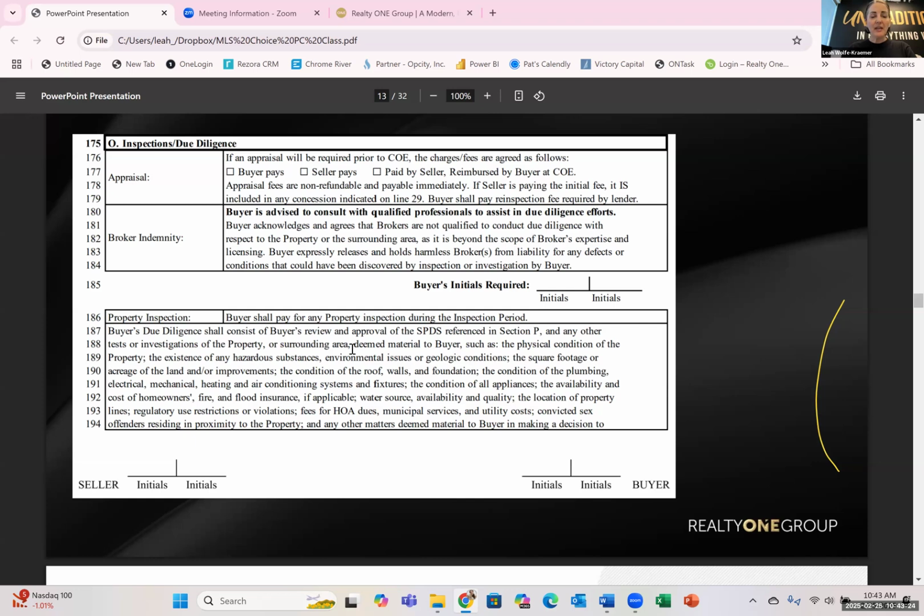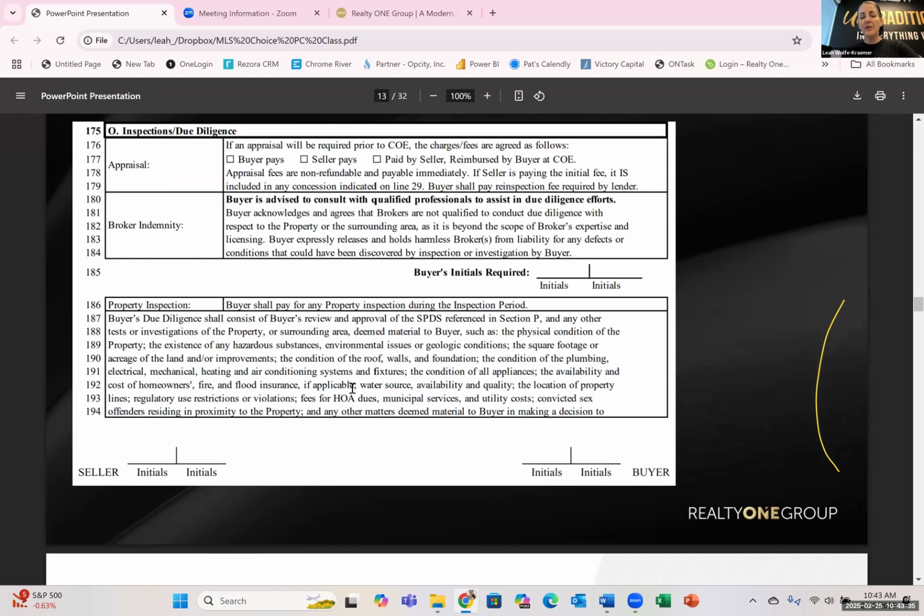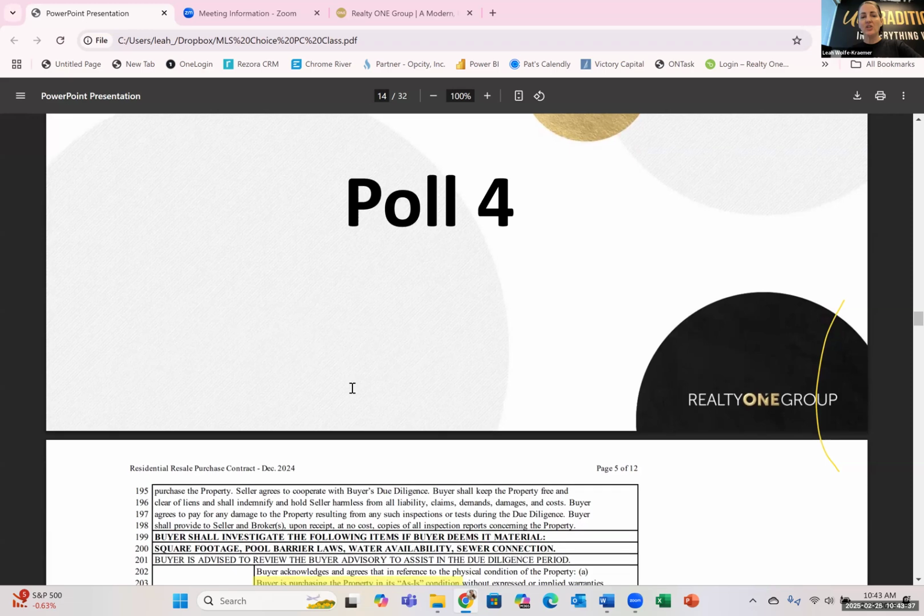Buyer shall pay for any property. I wish that said inspections, plural, during the inspection period. Again, that's how it currently is. And then it goes through the different types. Whatever is of concern to the buyer, they're going to conduct the appropriate inspections.